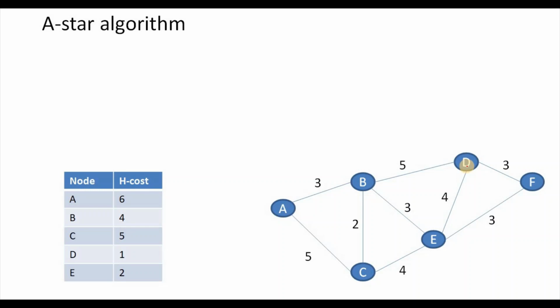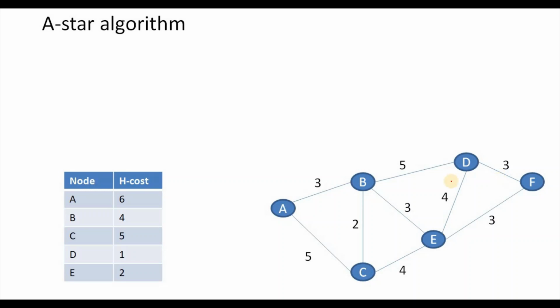What is the definition of H cost? H cost is the cost from the goal to the current node. So the H cost of D would be the distance or cost from D to F, which is actually 3. But here they have mentioned 1. As long as the H cost is equal or less than the actual cost, the solution will be fine. But if the H cost is more than the actual cost, then your A star algorithm will not work properly. It will not give the best path.